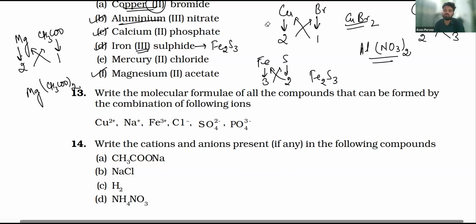Do question number 13. Write down the 9 formulas with copper chloride, copper sulfate, copper phosphate, sodium chloride, sodium sulfate, sodium phosphate, iron chloride, iron sulfate, iron phosphate. Write down all the formulas. Do this one.